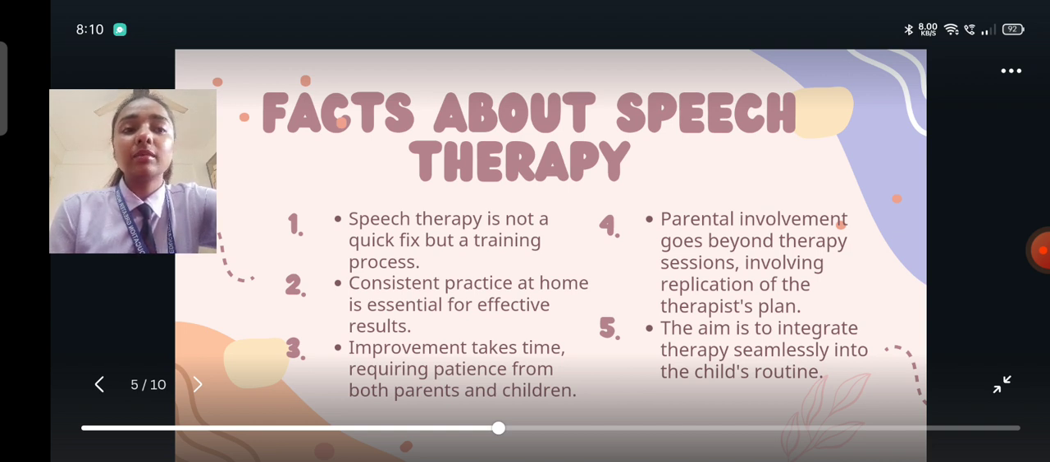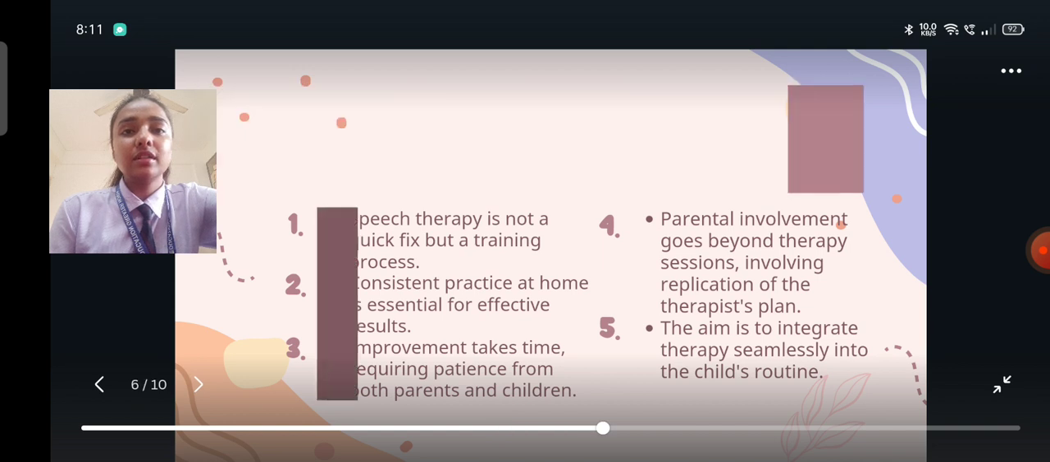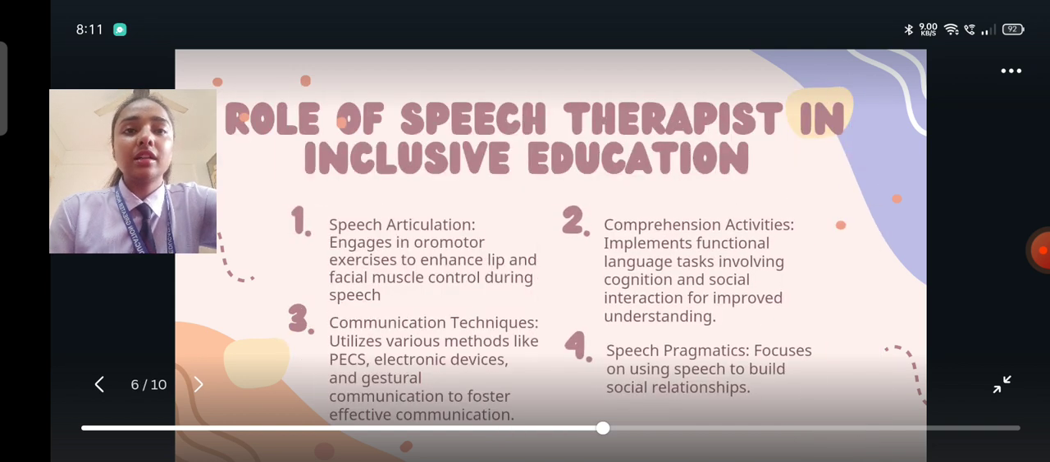Next is the aim is to integrate therapy seamlessly into the child's routine. We have to integrate speech therapy into the child's routine so that they will continuously perform it and practice it. So the next slide is about role of speech therapist in inclusive education.